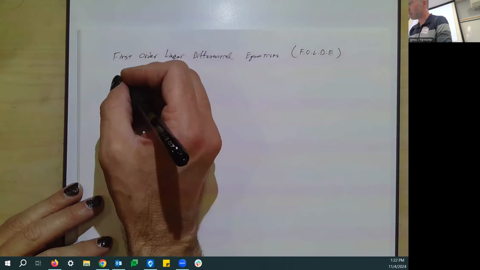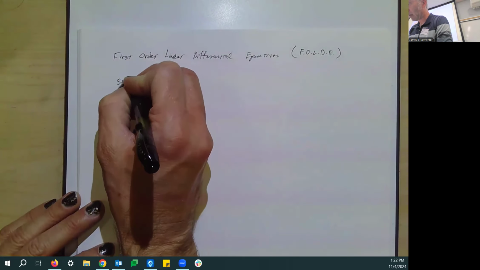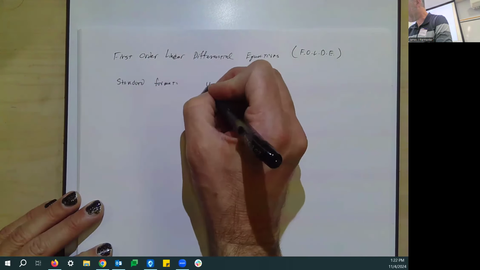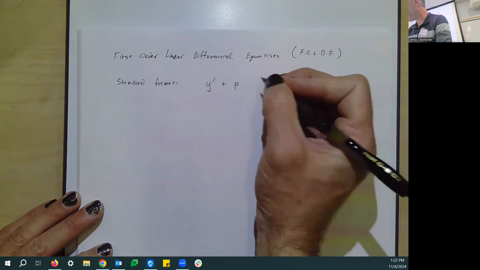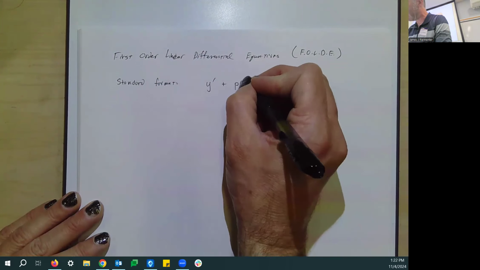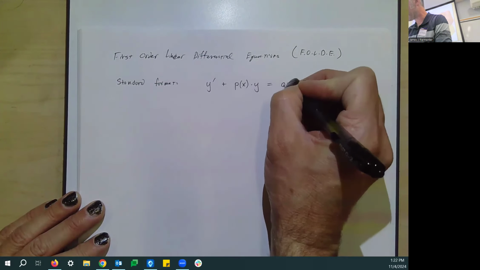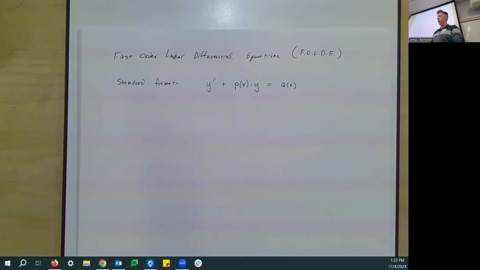So here's the standard format. The standard format is going to be something like y prime plus p of x, or p of t, depending on whatever variable is our independent variable, times y equals q of x. Or it could be y prime plus p of t times y equals q of t. It doesn't matter if your independent variable is x or t or some other letter. So this is your standard format, and there's a very, very standard process for solving these differential equations.